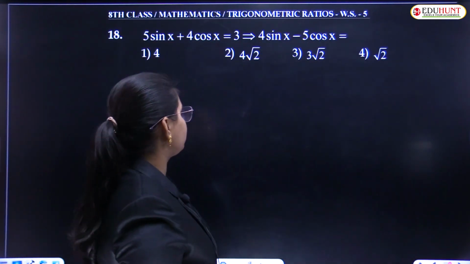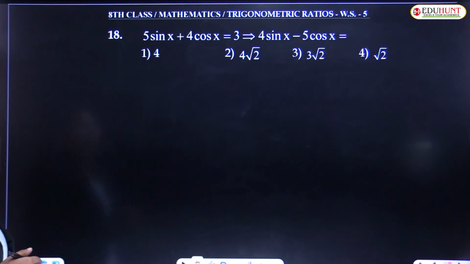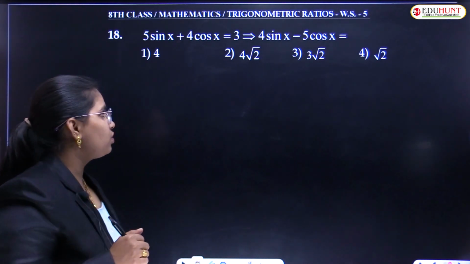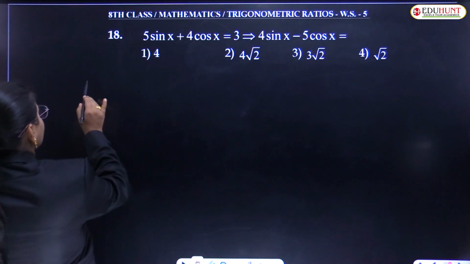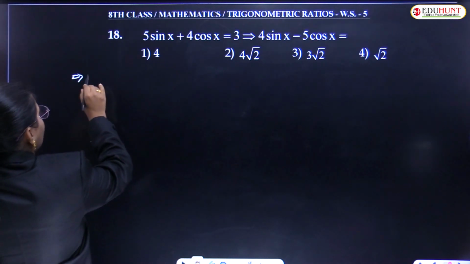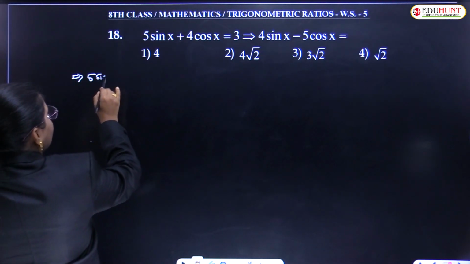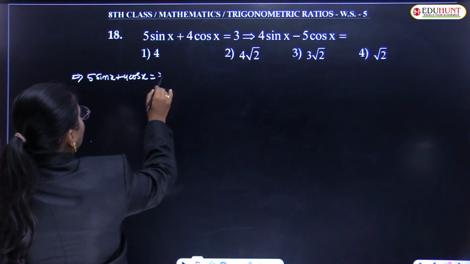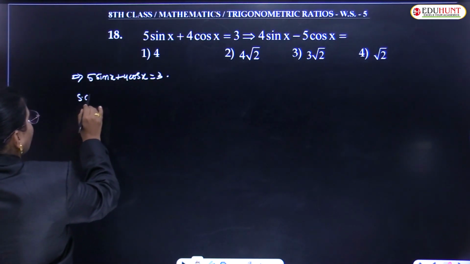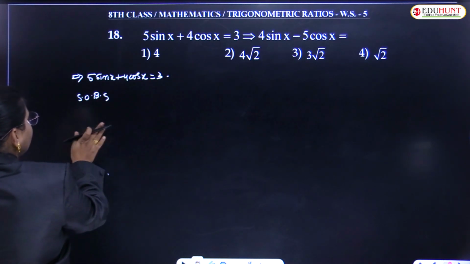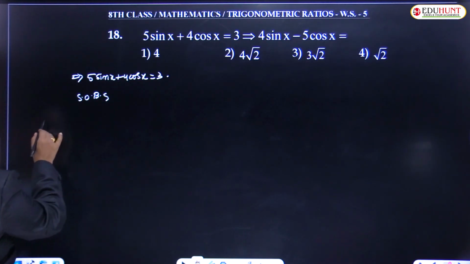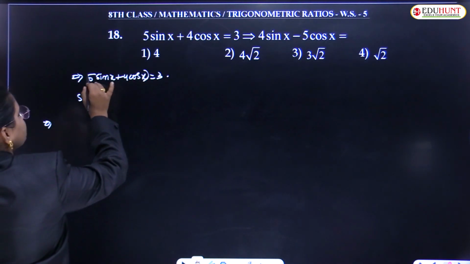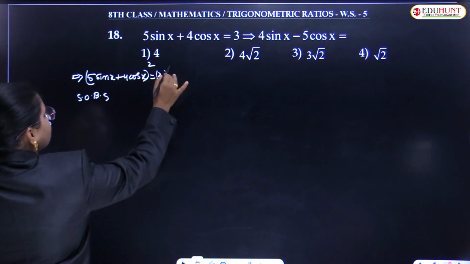So what is my next question? 5 sin x plus 4 cos x is equal to 3, and 4 sin x minus 5 cos x value is how much? So let's solve the problem. Let's begin the session. We have 5 sin x plus 4 cos x is equal to 3. Let's do squaring on both sides. By applying squaring on both sides, what will I have? Whole square is equal to 3 square.